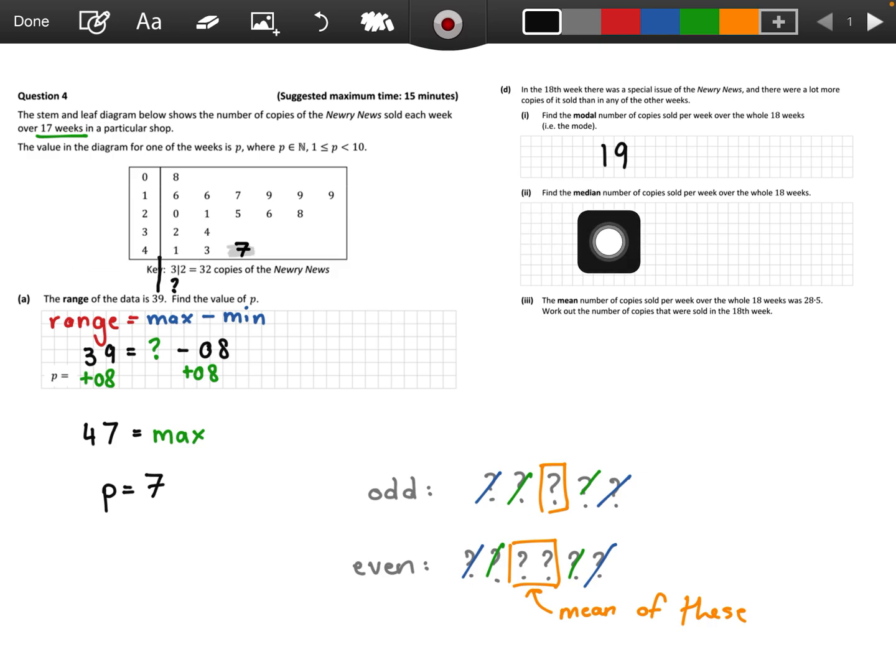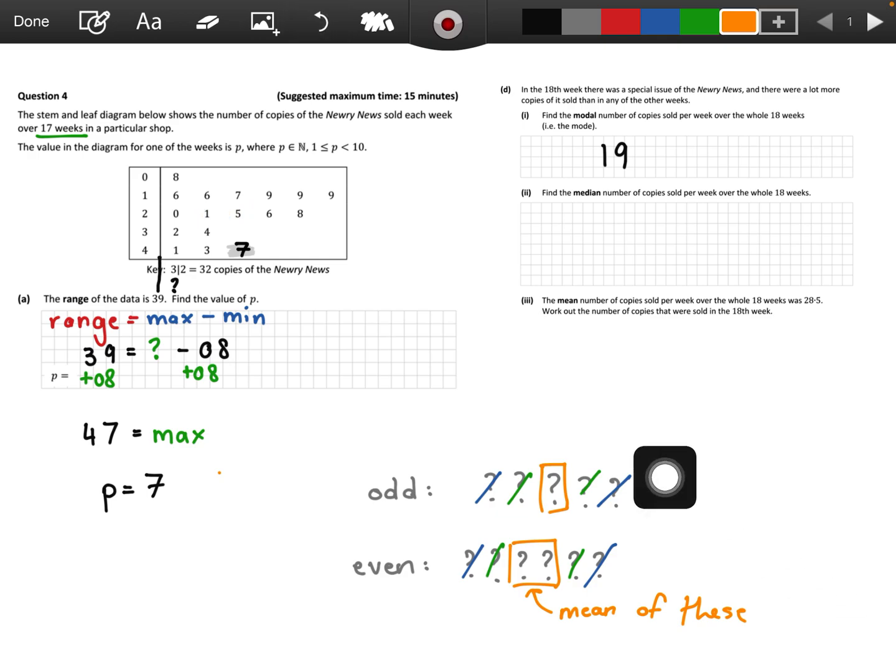The median then, so the median number of copies sold per week over the whole 18 weeks. Now, instead of having 17 pieces of data, I have 18 pieces of data. So I have an even amount of data. I'm expecting two numbers to be in the middle. One thing you can do is say, well, it was 21 before, now it must go one further as well, so 25.